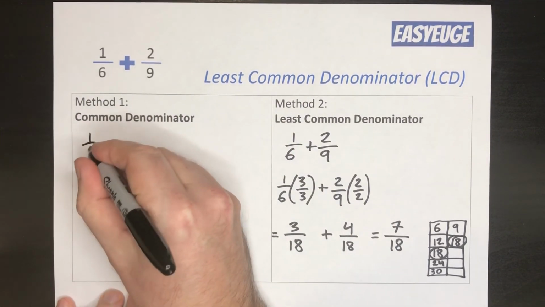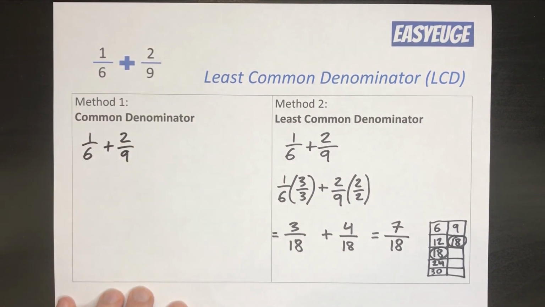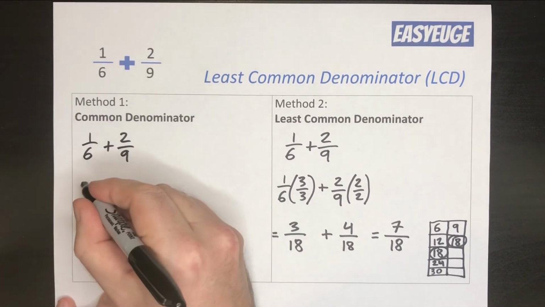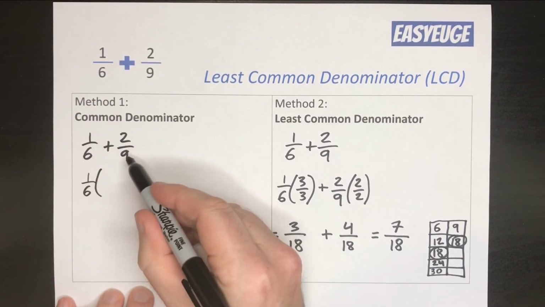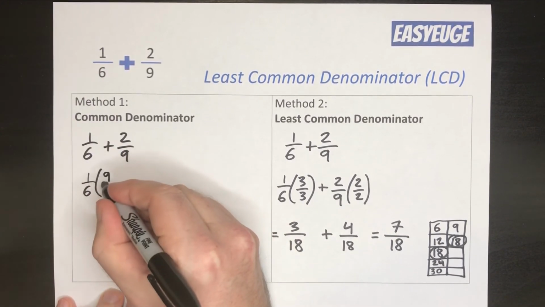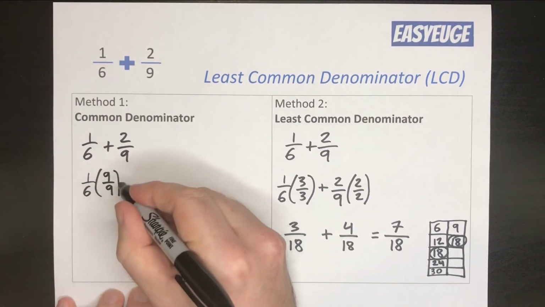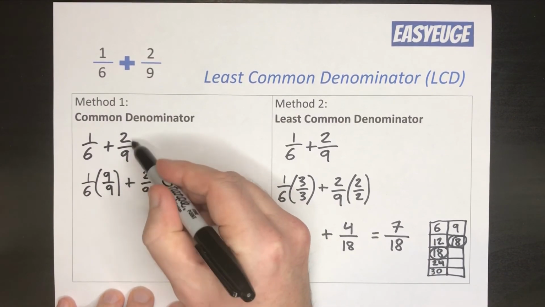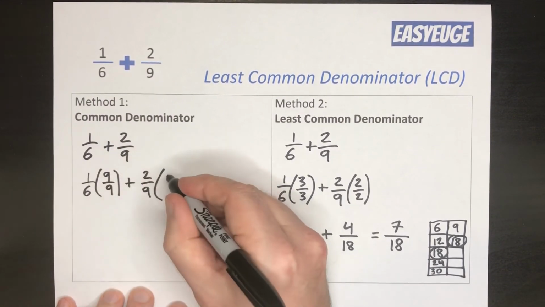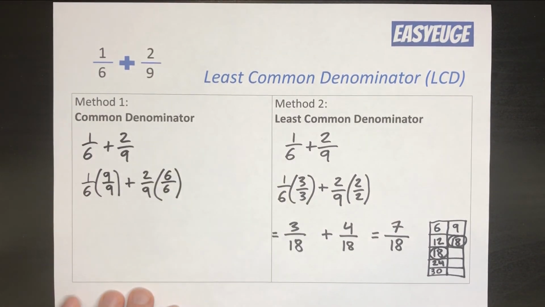So let's write down 1 over 6 plus 2 over 9. So let's give this a try. 1 over 6, if we multiply this fraction by 9 over 9. Okay, and again, that's the same as multiplying by 1. And let's add on the 2 over 9 fraction, but we multiply it by 6 over 6. There we go. Let's work all this out.